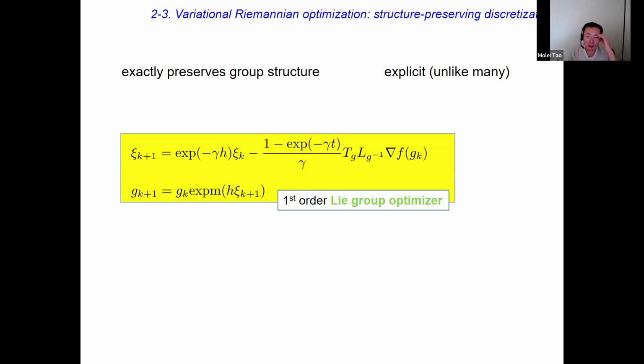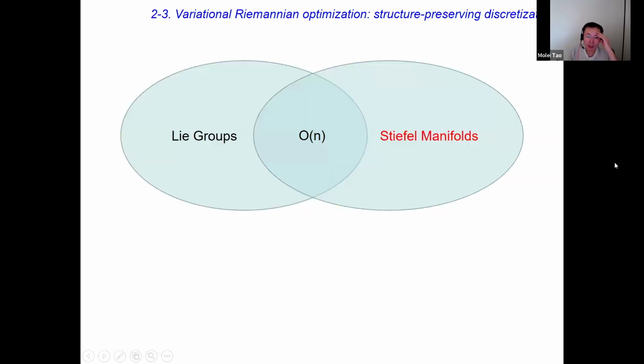Also, the method is explicit. This is very important. There are a lot of existing approaches that do numerical integration of dynamics on Lie group, not necessarily in an optimization context, but more general. But those methods typically are implicit. You have to solve a system of nonlinear equations, which is going to be a nightmare if you're dealing with high-dimensional machine learning applications. We don't have to deal with that. Our method is completely explicit.